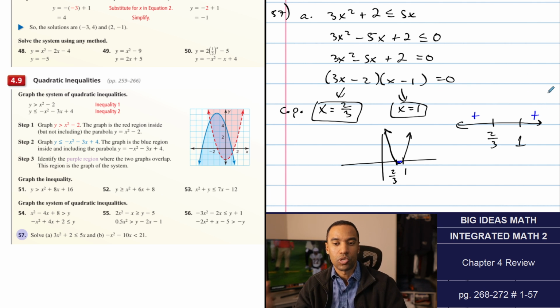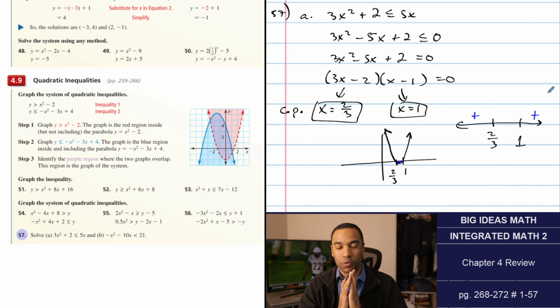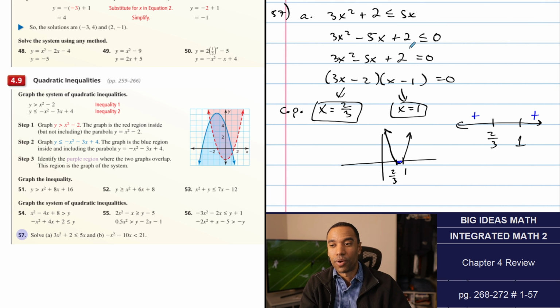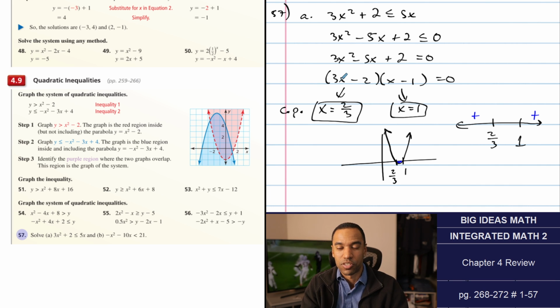Now when I plug in something between 2/3 and 1, that's really hard to do, but we'll try it. Let's try 4/5. Now, by the way, you don't have to use these squared and stuff. I can use this as well. 3 times 4/5 is 12/5.